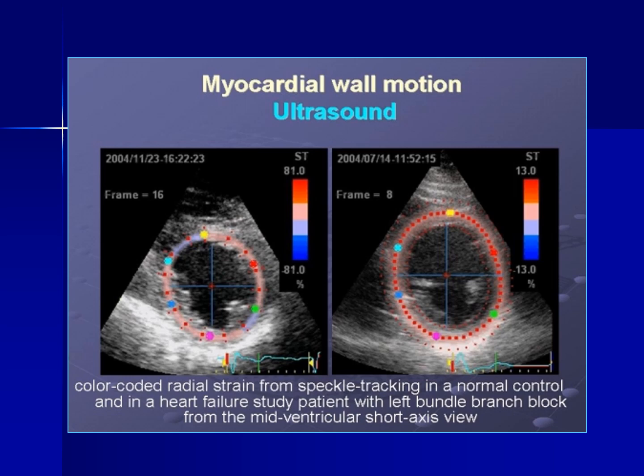Ultrasound also fixes information about the functional ability of the myocardial wall motion. And here are two images of the color-coded radial strain from speckle tracking in a normal control and in a heart failure study patient with left bundle branch block from mid-ventricular short axis view.